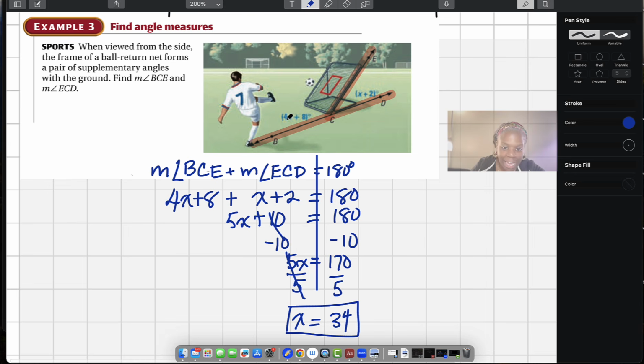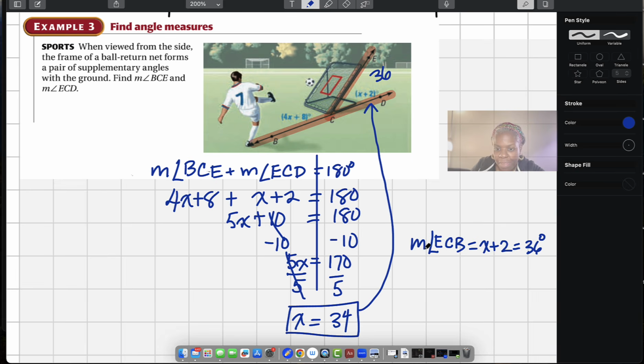I can plug the x value into either of these, or into both of them, to figure out the value. But what I could also do is find the easiest angle to find. Since this is x plus 2, which is 34 plus 2, that's easy. I know that the angle over here must be 36. Are you with me? I just added the 2 in there.